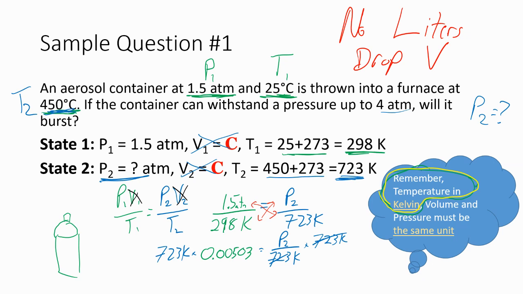Enter. All right, so I get 3.63. So P2 equals 3.63 atmospheres. The pressure here has to resemble what went in. And 3.63 is still less than 4, so it will not burst, answering the question.